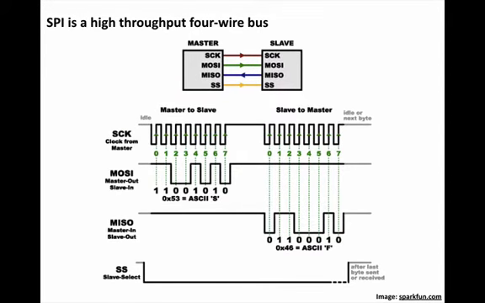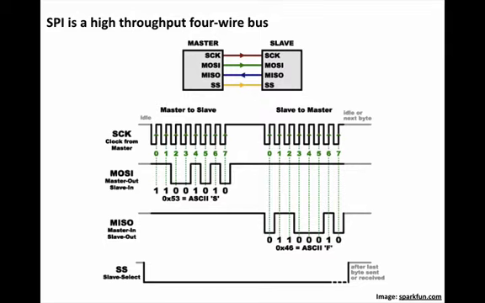Another interface is SPI, Serial Peripheral Interface. You often hear it called SPI. It's a 4-wire bus, and it is pretty high throughput. The idea is there's a clock line, SCK, serial clock. There's a line called MOSI, which is master out, slave in, a line called MISO, which is master in, slave out, and then a line that's called SS or CS, for slave select or chip select, that tells the device I am talking to you specifically.